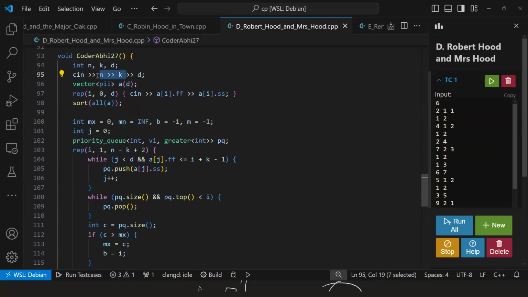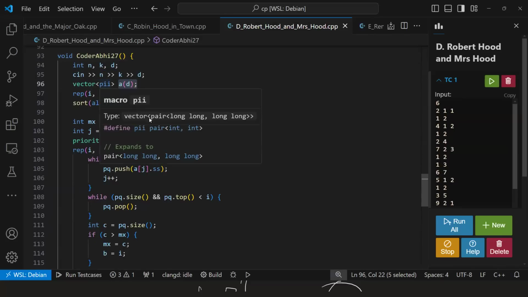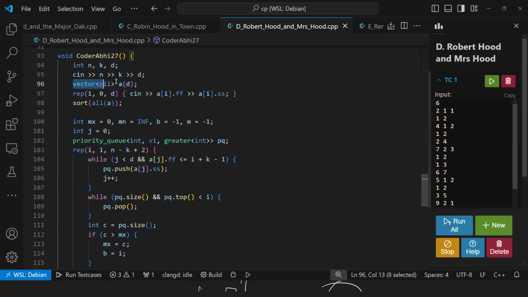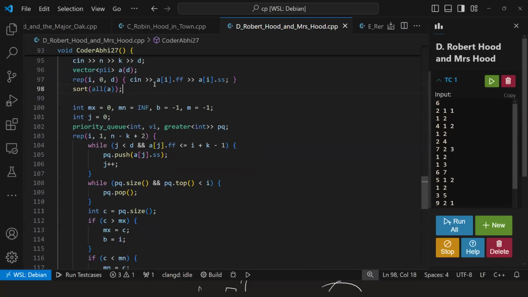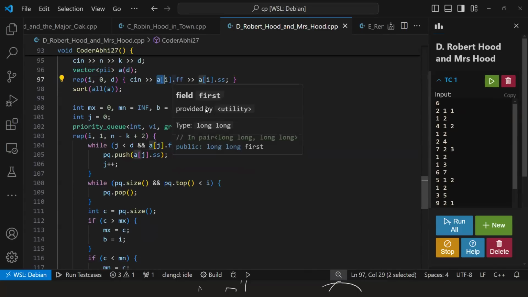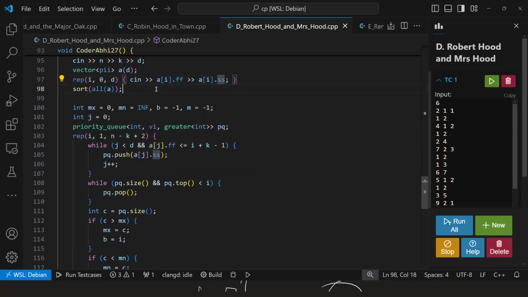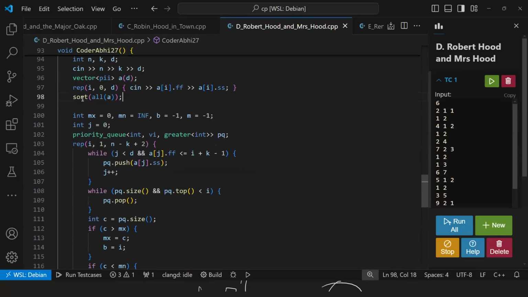Okay, so we took the input. These ranges, I'm taking the input in the form of a vector of pair. In that form, I'm taking the input, this is first and this is second. Okay, so I'm taking the input, I'm sorting it. So whenever I have a vector of pair, it would be sorted based on first. So it's sorted based on the starting index.